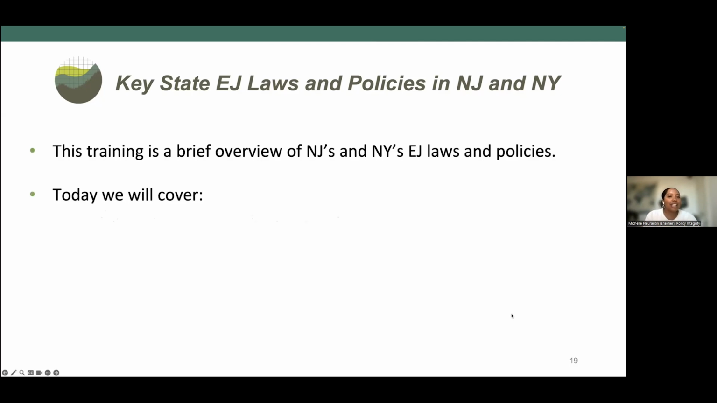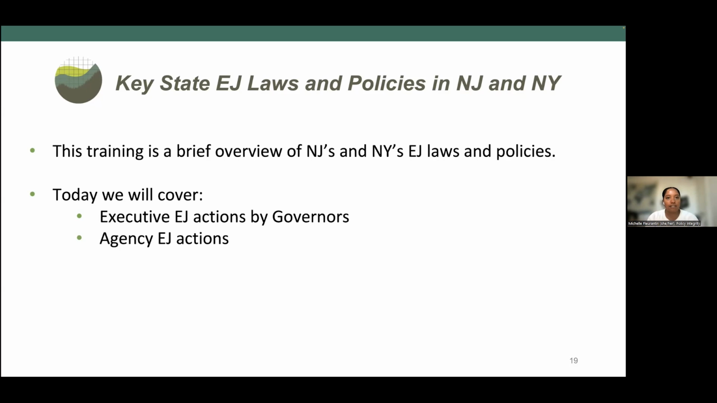Next bullet. So this training is a brief overview of New Jersey and New York's environmental justice laws and policies. It's by no means a comprehensive overview of every single law, policy, and guidance out there. Instead, we just selected a few very pivotal pieces of environmental justice laws, policies, and guidances in these states. Today, we'll cover first, the executive environmental justice actions by governors. We'll also talk about agency environmental justice actions and state environmental justice laws.